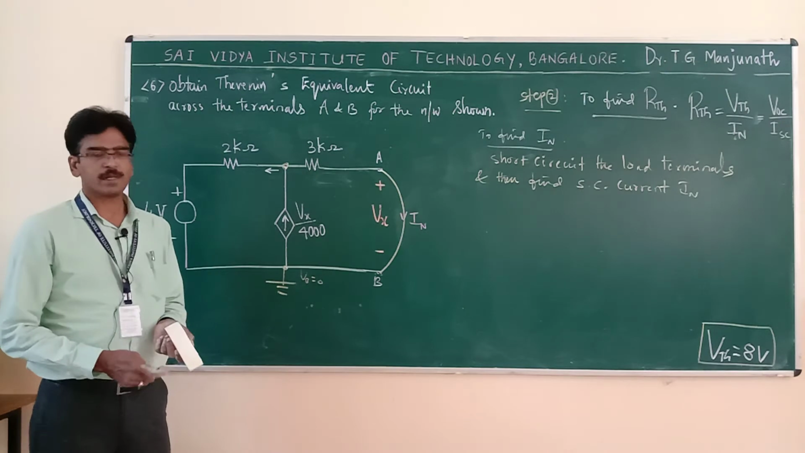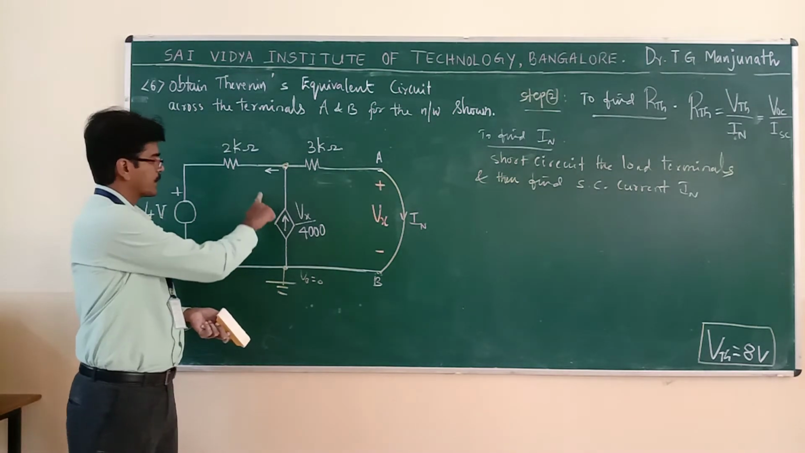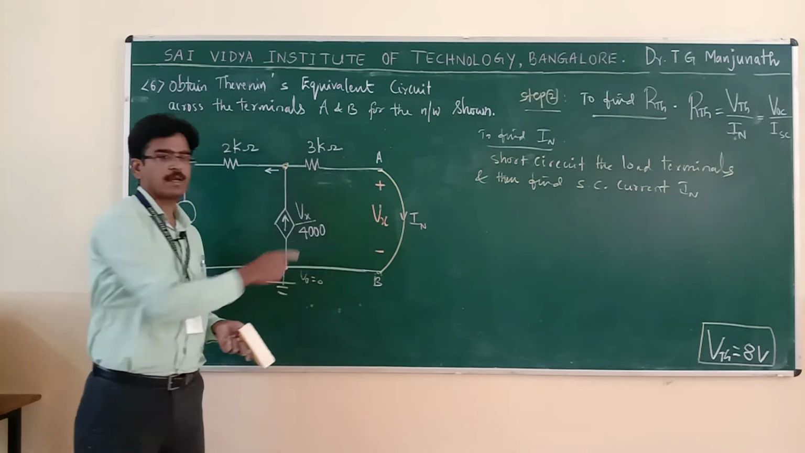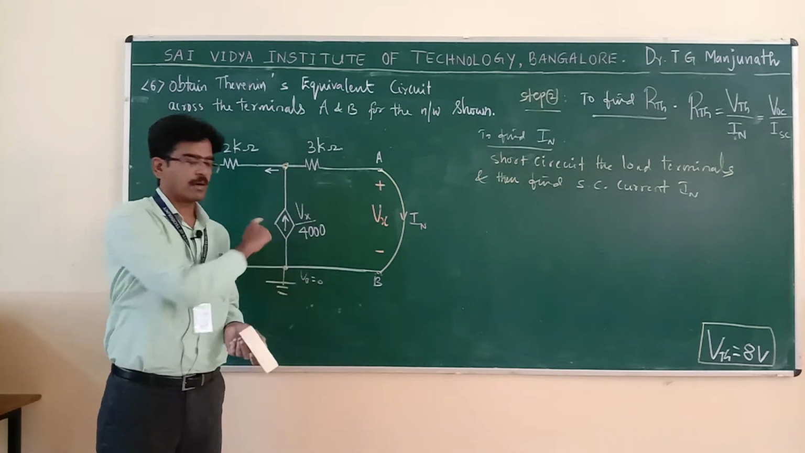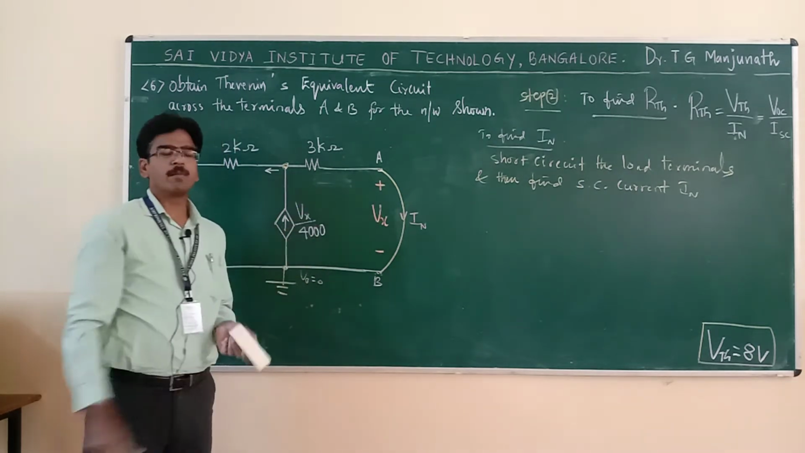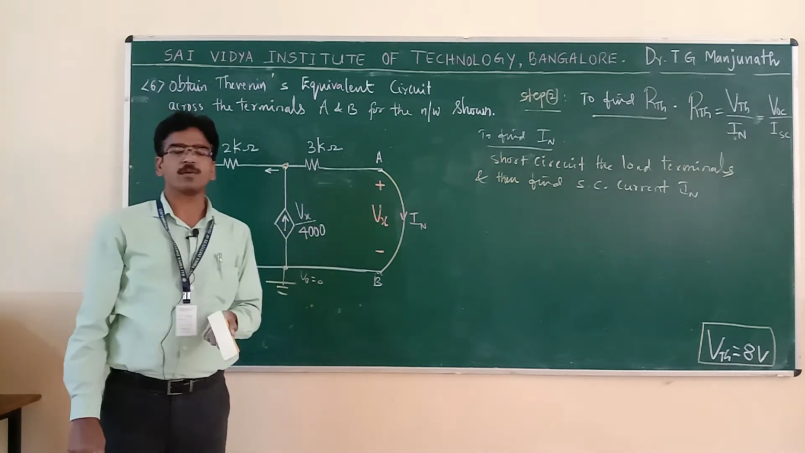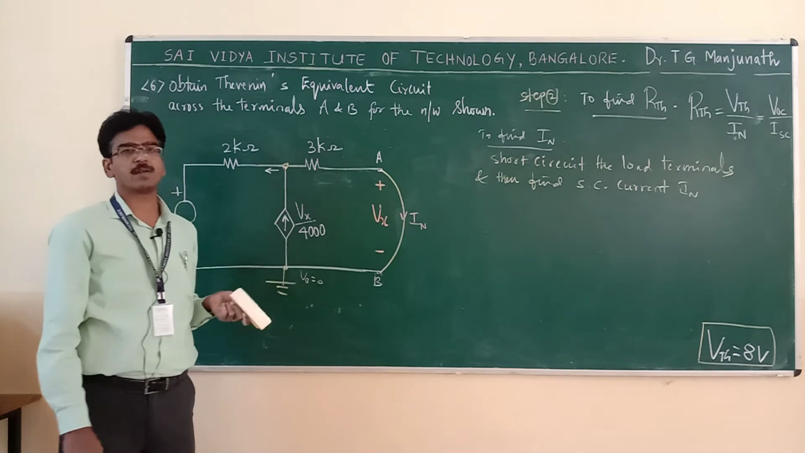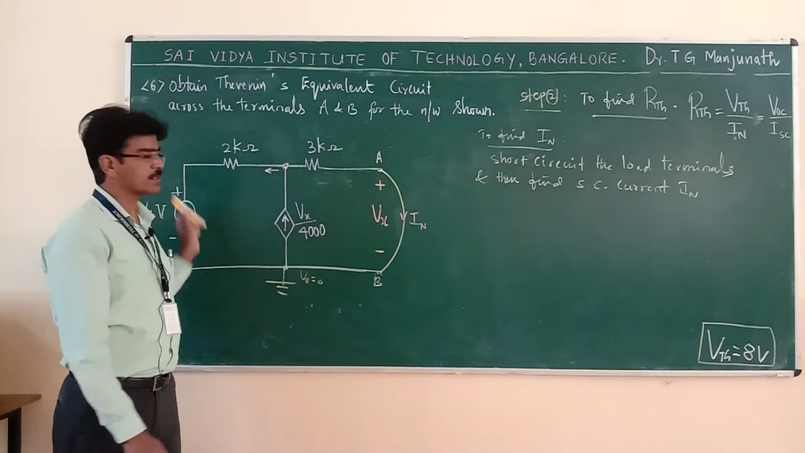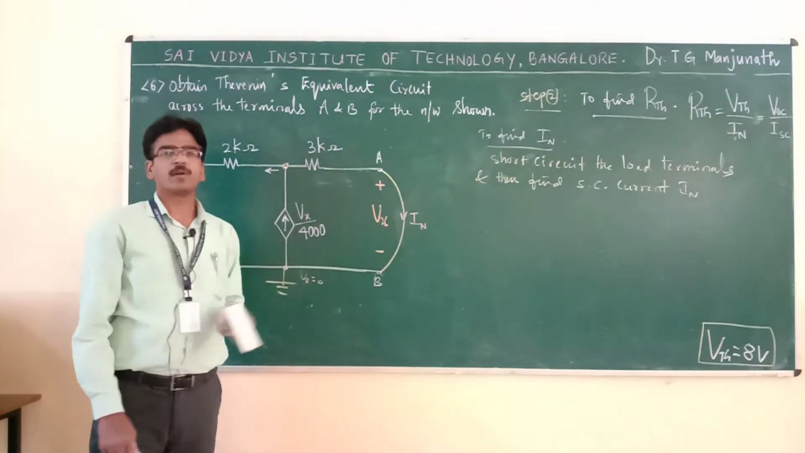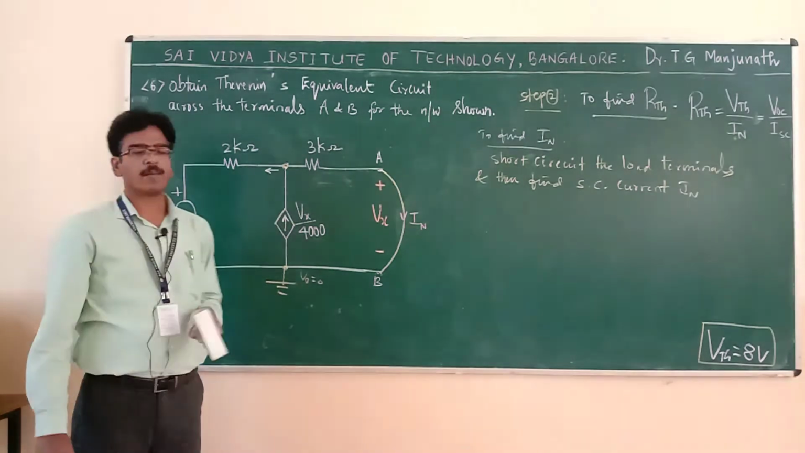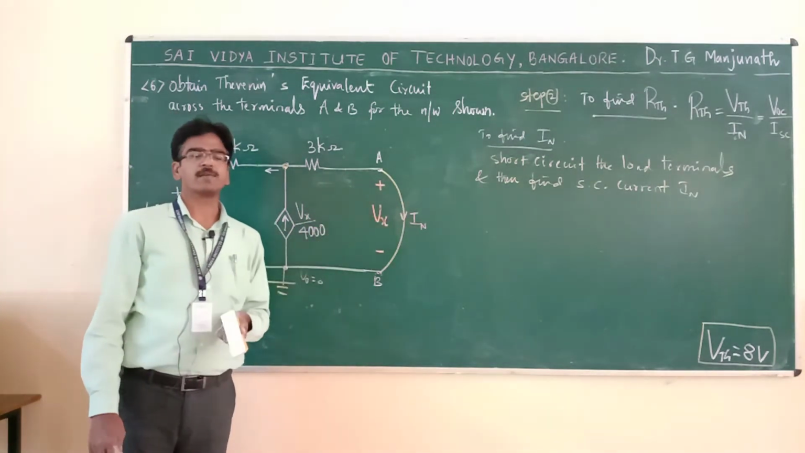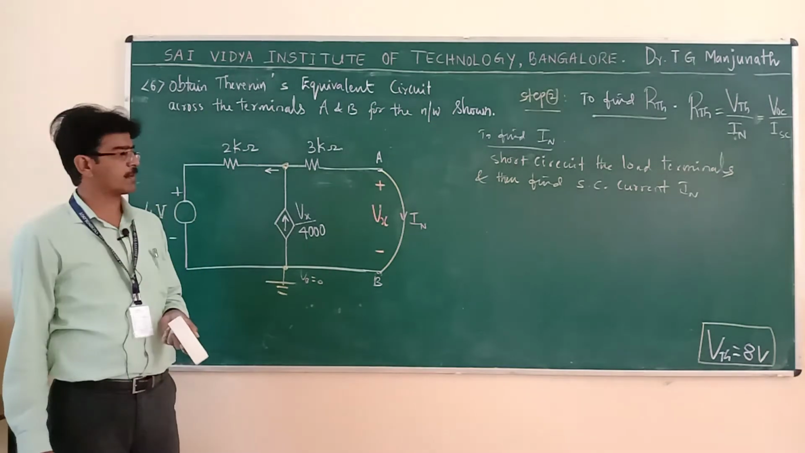If you go for mesh analysis, you have two loops. This current can be taken as I1, this current can be taken as I2. KVL cannot be applied directly because the current source is common to two loops. Then you have to write one current equation because you have one current source. Then you take a super mesh to get one more equation. Solving both equations, you will get the current I2, where I2 is equal to IN. That is one way of solving this problem.